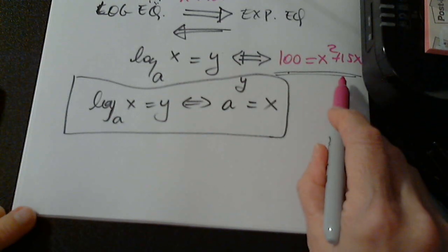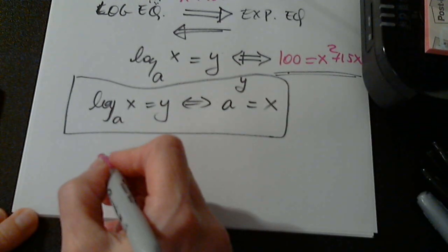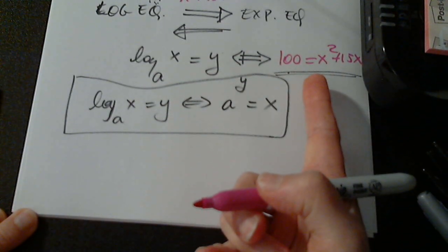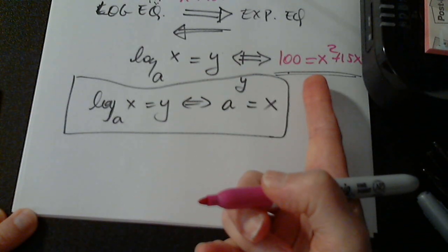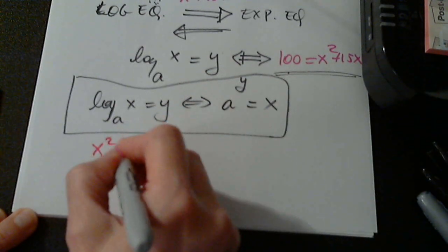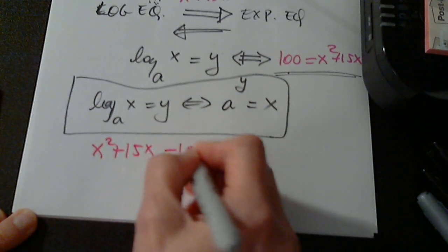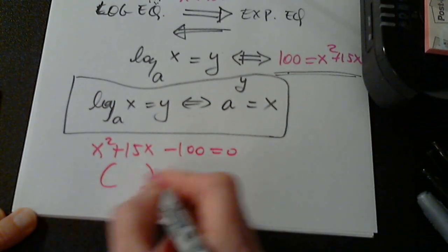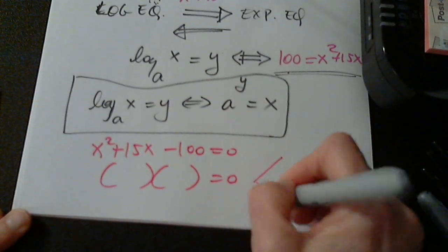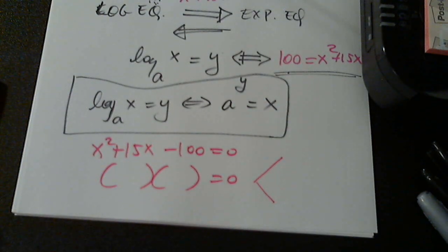What type of equation is this? What do I do? It's a quadratic. Yes. X squared plus 15x minus 100 equals 0. Can anyone give us the factored form and the two solutions?